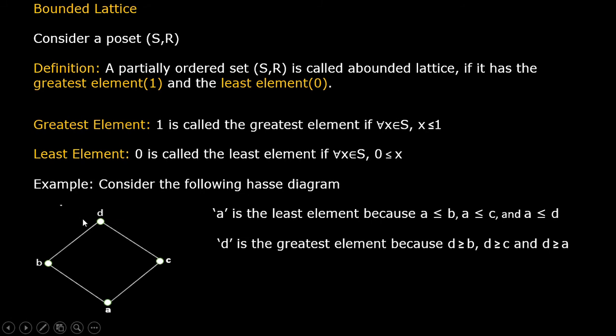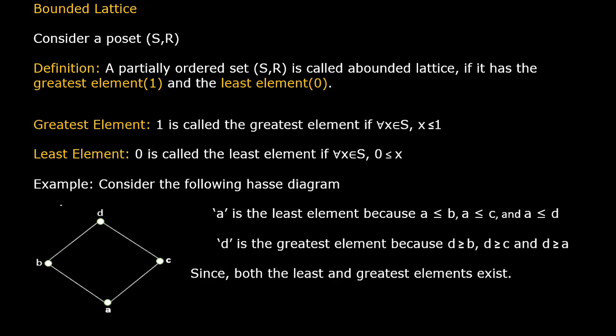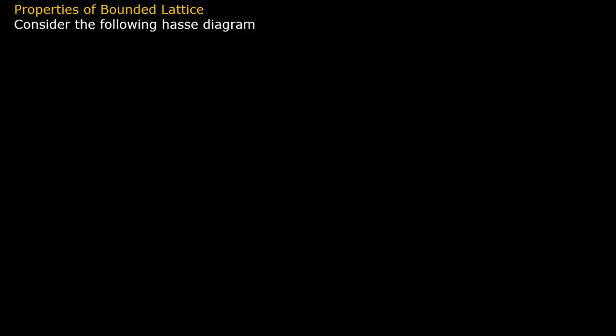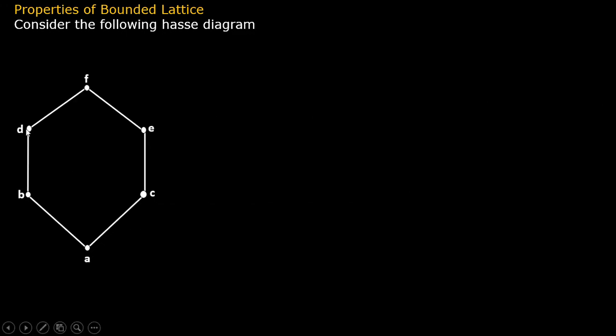So clearly my least element in this Hasse diagram is A and the greatest element in this Hasse diagram is D. Now since both the least and greatest elements exist, hence I can say that the given Hasse diagram is a bounded lattice. Now we will see the properties of a bounded lattice. Consider the following Hasse diagram. This is the Hasse diagram that we will be considering.